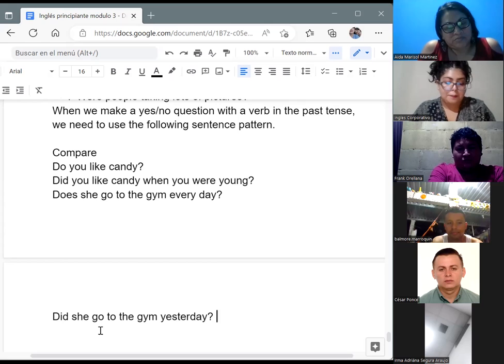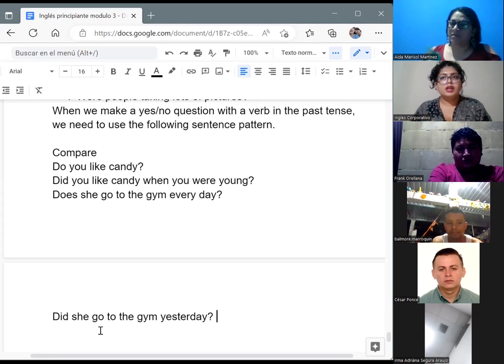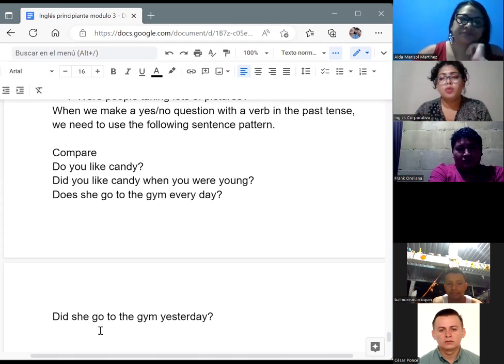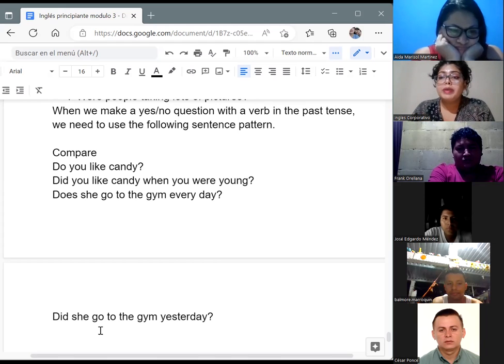Notice that present tense questions like these begin with do or does, and past tense questions begin with did. Past tense questions like this always begin with did. So in this case, when you are using closed questions, you are just going to use did. But when you want to have open questions, you are going to use the WH words.